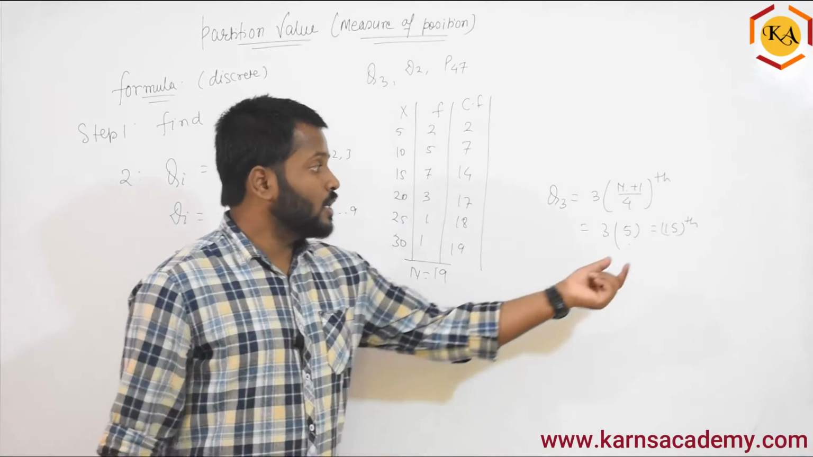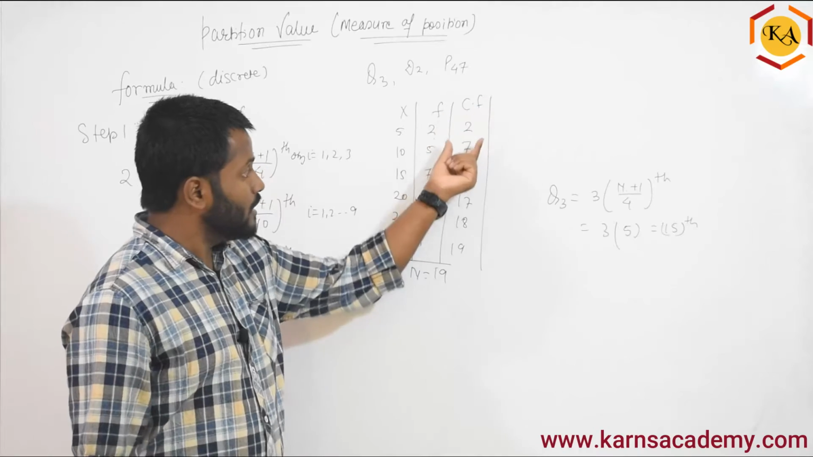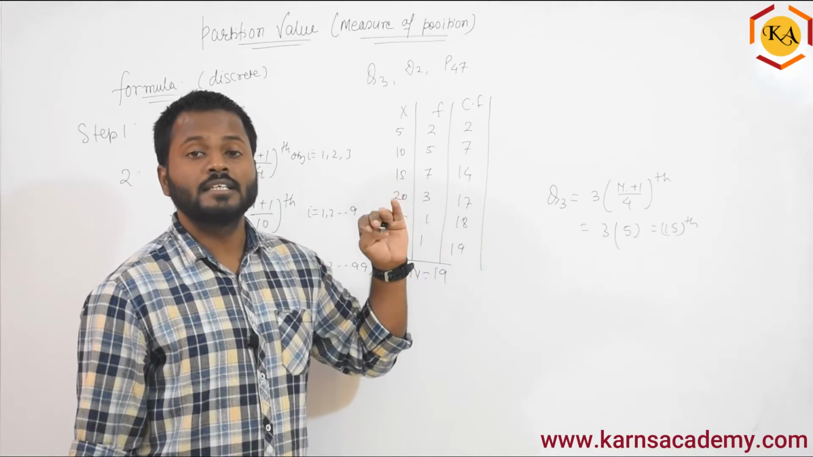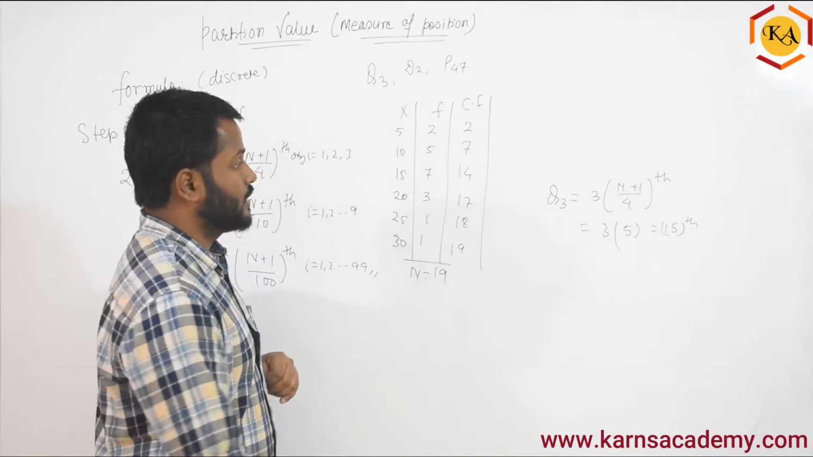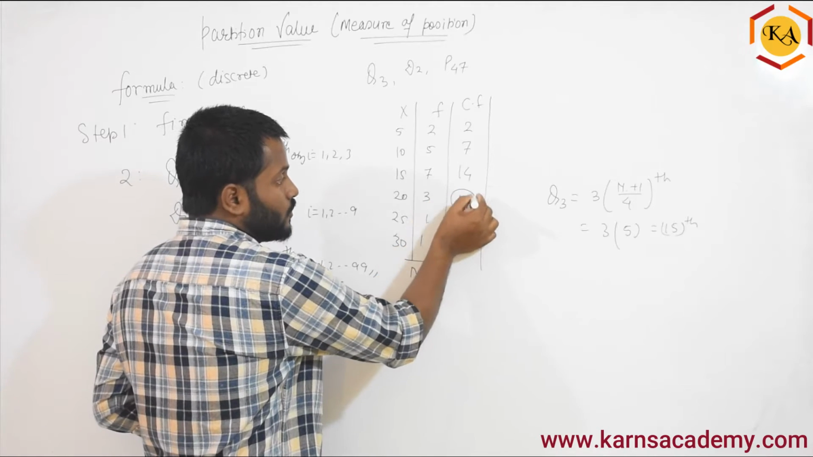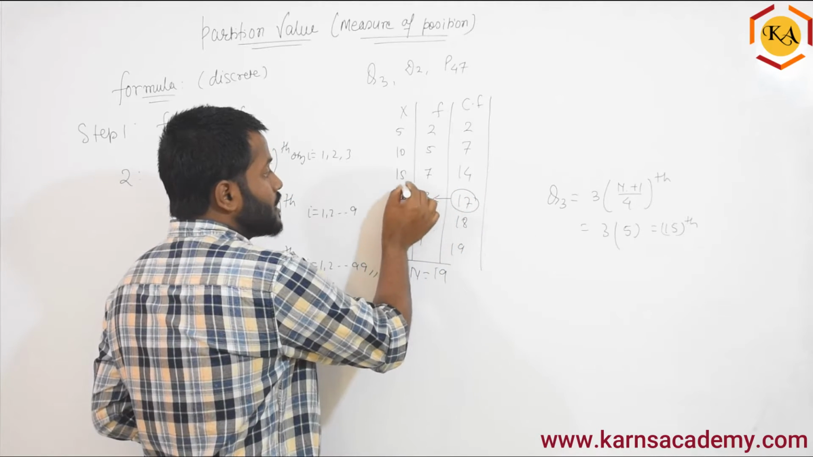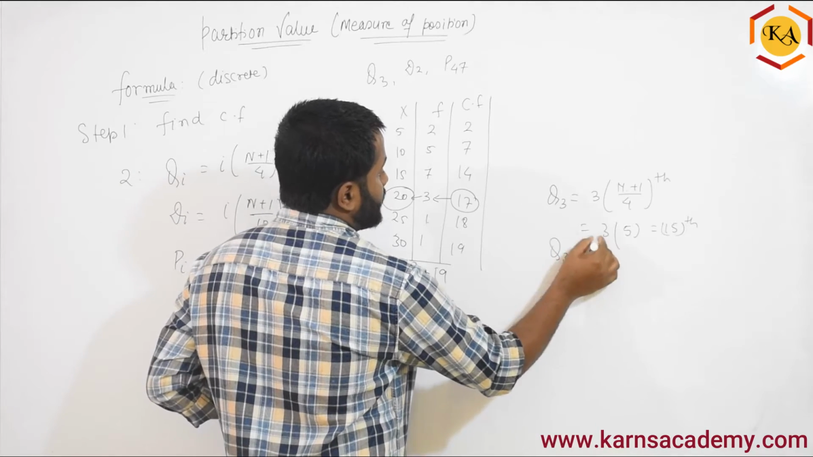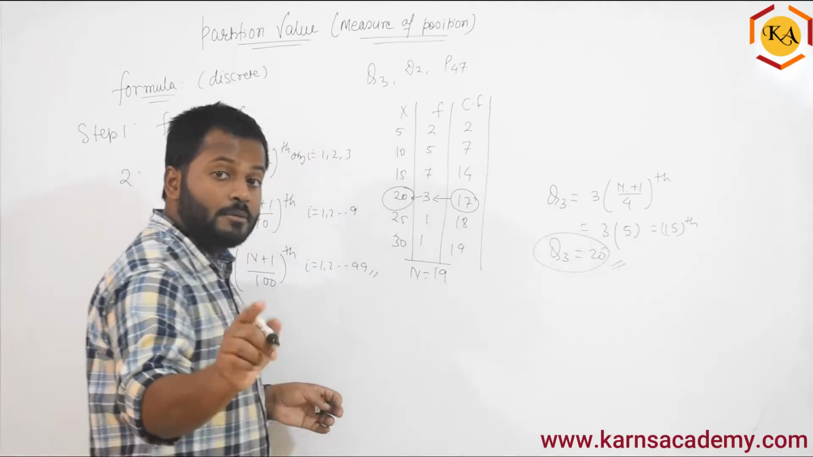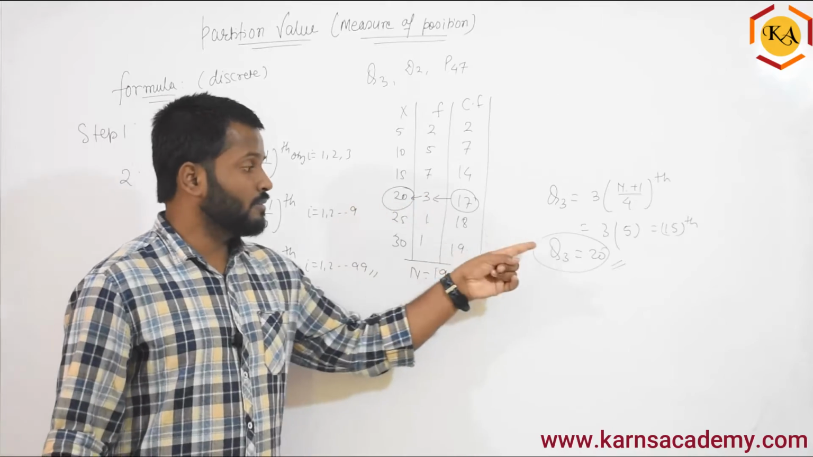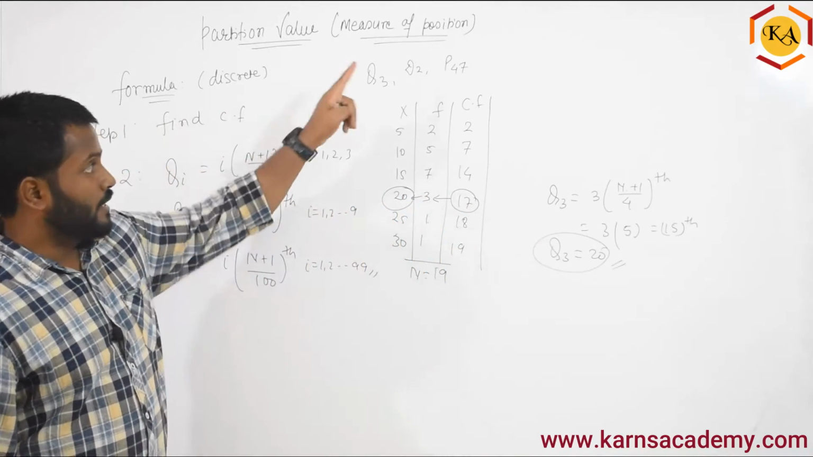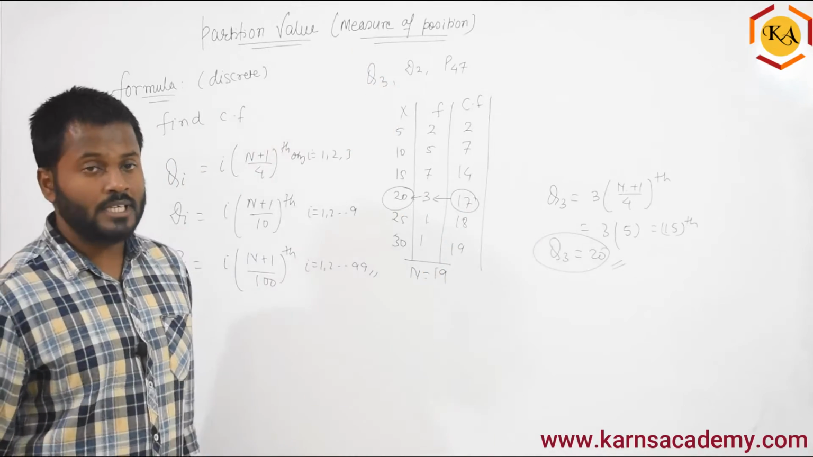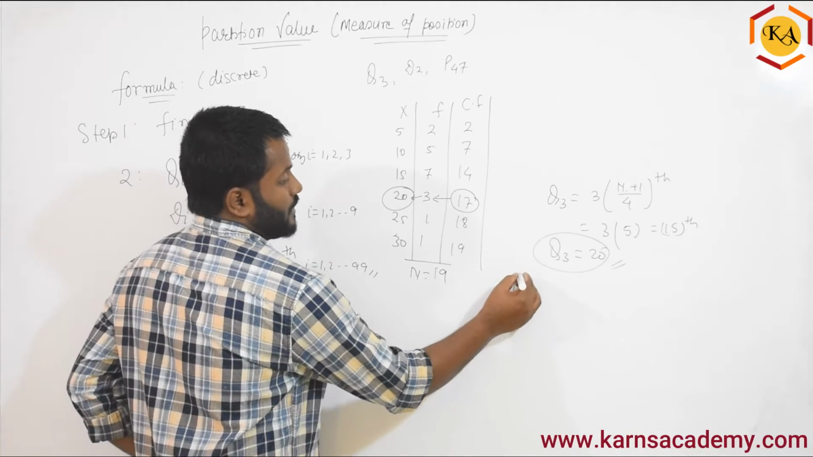Now this value you have to look for in the cumulative frequency, either exact or just greater than that. So 14 you can't take, so you take 17, and the corresponding X value is your Q3 value. Remember, even in median it was the same. The corresponding value was your Q3. D2, I request all of you to find out. P47 I will find out for you.